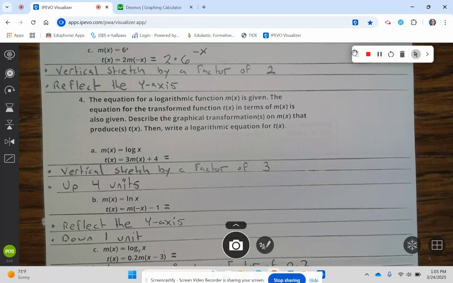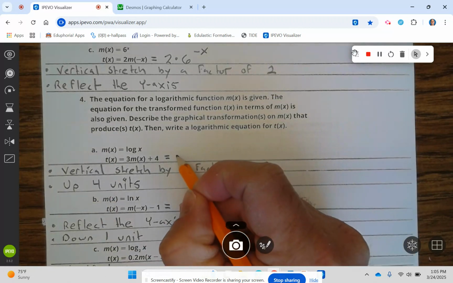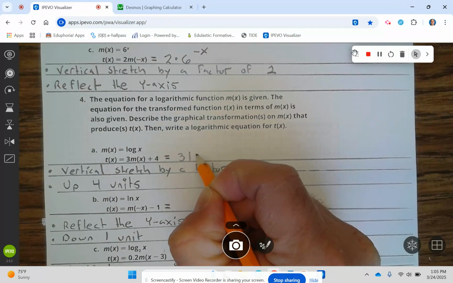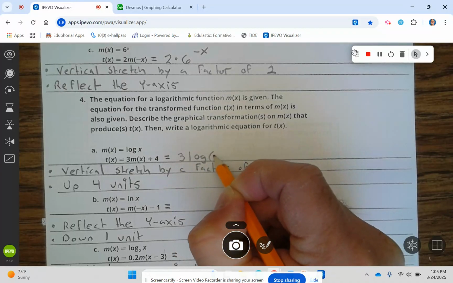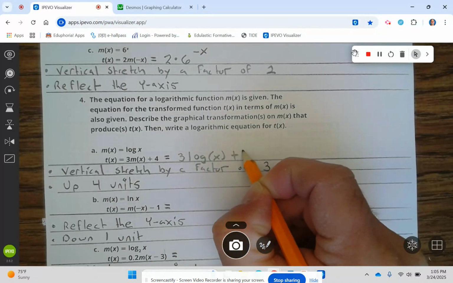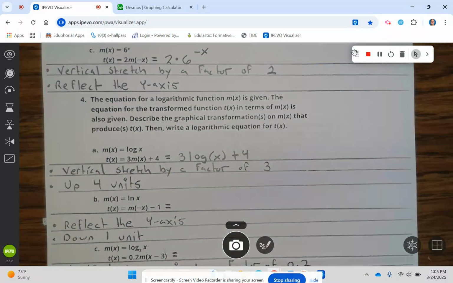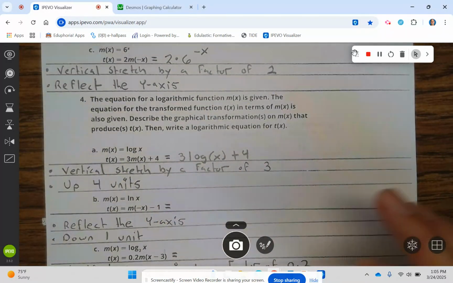4. The equation for a logarithmic function m of x is given. The equation for the transformed function t of x in terms of m of x is also given. Describe the graphical transformation on m of x that produces t of x, then write a logarithmic equation for t of x. A. M of x equals log of x. T of x equals 3 times m of x plus 4. So that's equal to 3 times log of x plus 4. That's a vertical stretch by a factor of 3 and up 4 units.